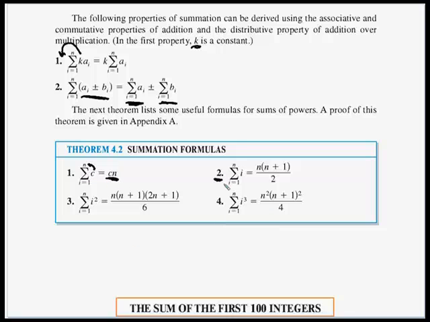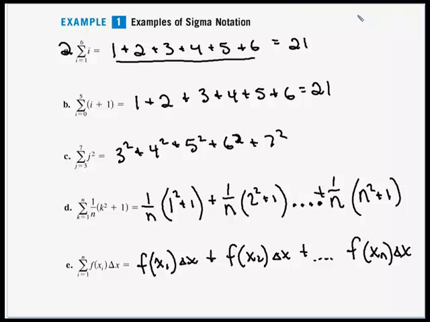For number 2, the summation from 1 to n of i is n times n plus 1 over 2. And again, let's go back to example 1, part A, and look at this. The summation of a variable is n times n plus 1 over 2. We wrote out the summation because it wasn't very long, and we got the answer of 21.